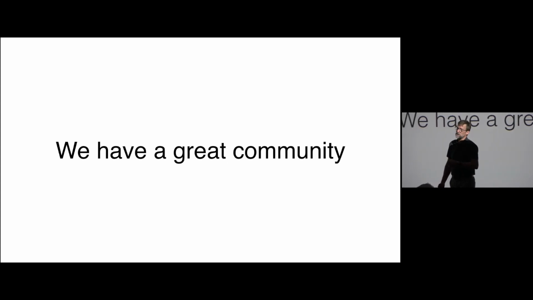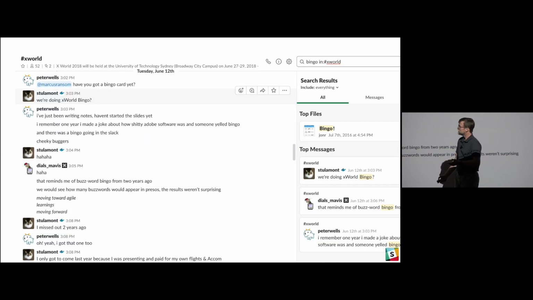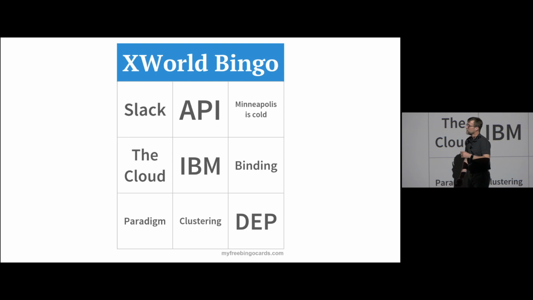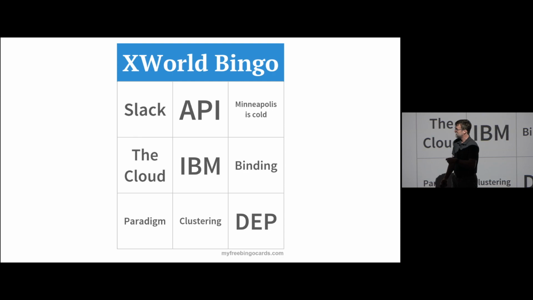We have a great community, like I said. One place that I like to share information and look at information is the Mac Admin Slack. There's only 18,000 people registered right now. So if you're not registered for the Mac Admin Slack, please go to macadmins.org and sign up. We've got lots of workspaces. One is Xworld, where someone talked about the Xworld bingo. I don't know if there's one this year, but maybe you could share it on the Xworld Slack.